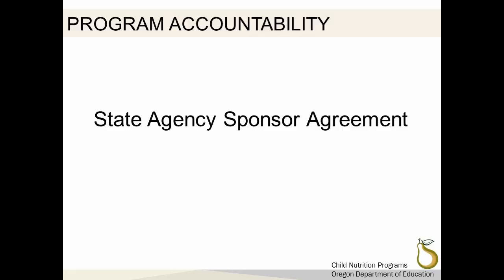When an organization becomes a sponsor of the Child and Adult Care Food Program, a permanent agreement with the State of Oregon, called the State Agency Sponsor Agreement, is signed by the sponsor and ODE CNP. The organization should read the entire agreement and ask questions before signing it. This agreement has many more provisions, and that is why it is very important to read and maintain a signed copy.